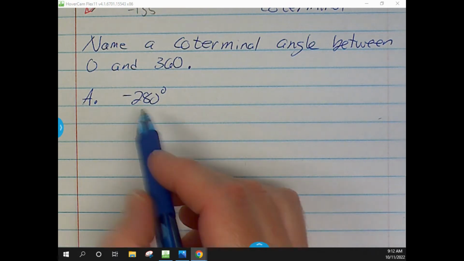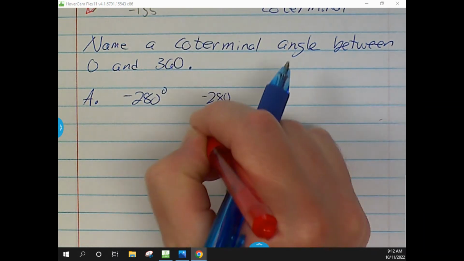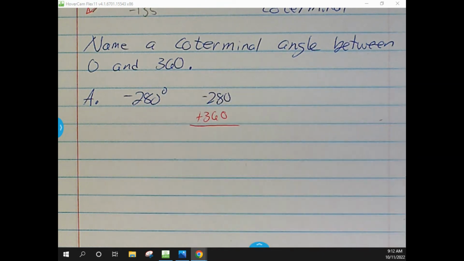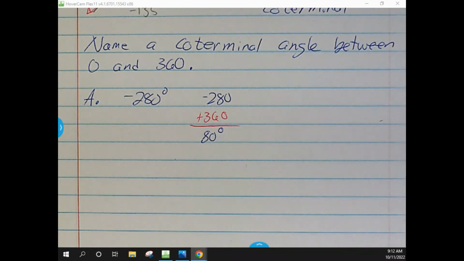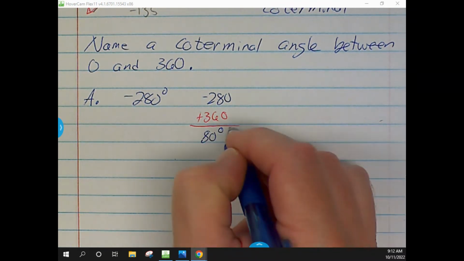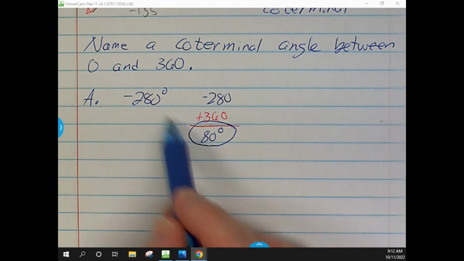All right, so again, the number is negative. So to find the answer, we're just going to take that negative angle and add 360 so we can make sure that number is between 0 and 360. Add those two together, and that is 80 degrees. So negative 280 and positive 80 would both end at the same location. The only difference is one of them is going to go down, the other one's going to go up.